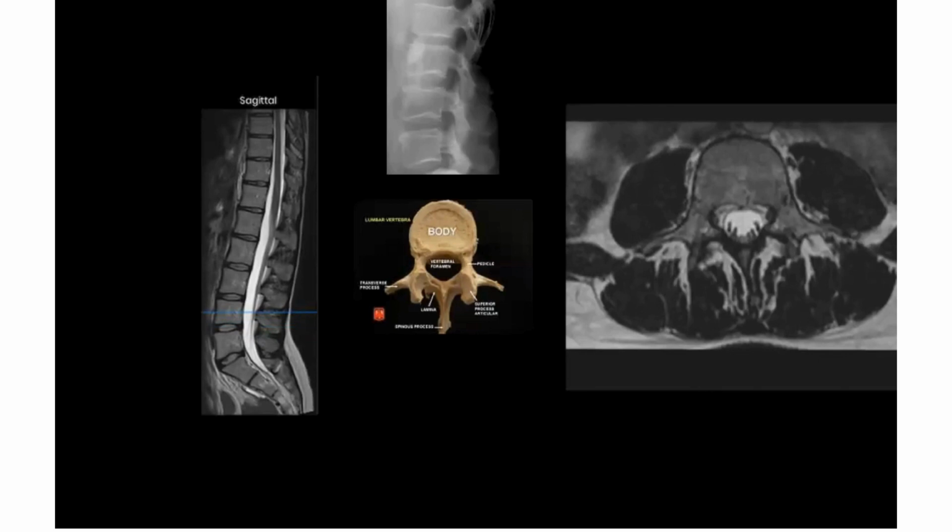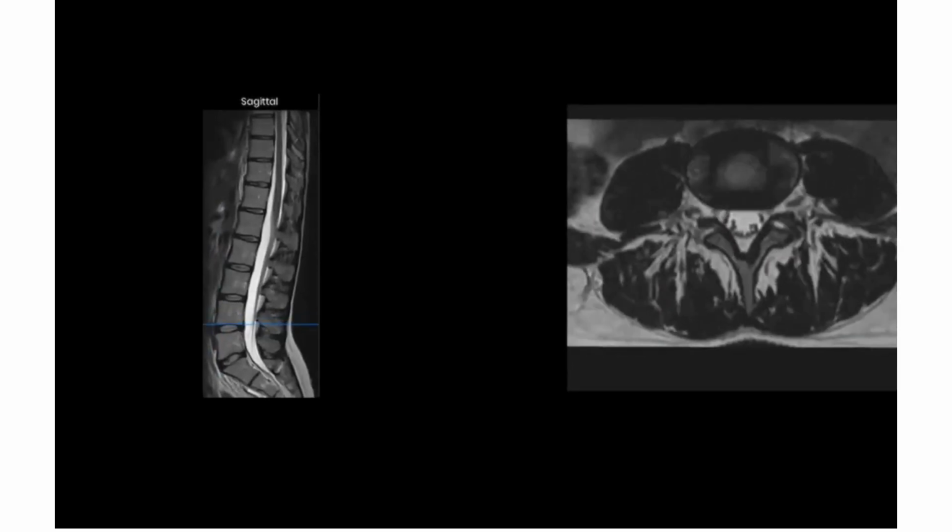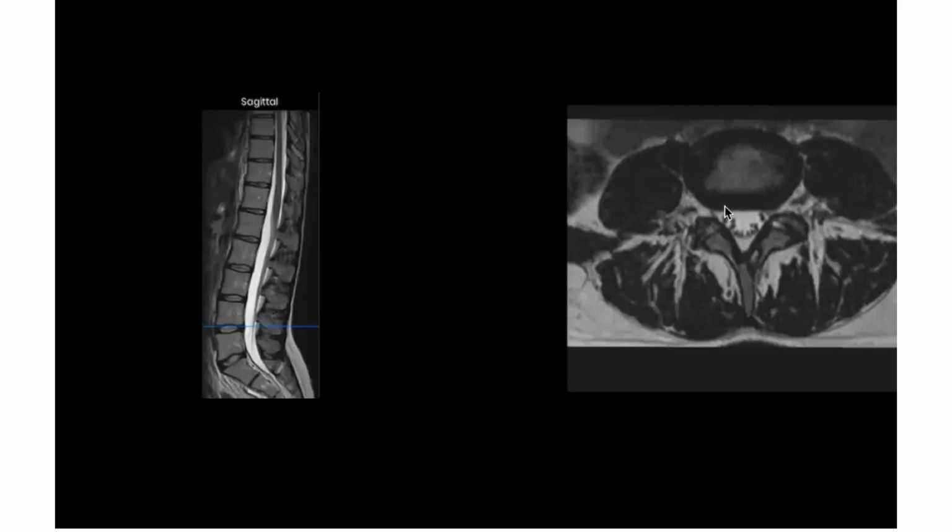Whether it is a central herniation, suppose you take the section from this level, whether it is a central herniation, or a paracentral herniation, which usually compresses which nerve root? The traversing root. Or it is a foraminal herniation, which may be compressing the exiting root. Or it's an extraforaminal herniation. Again, it will compress the exiting root.